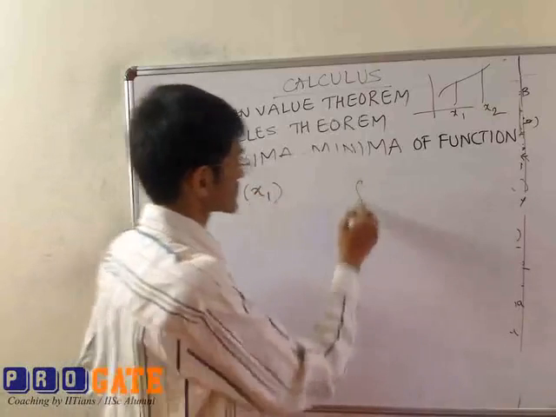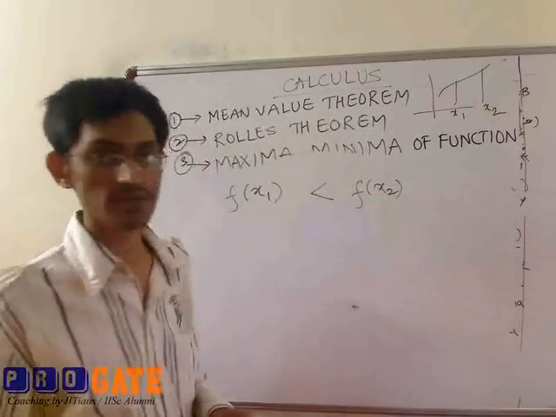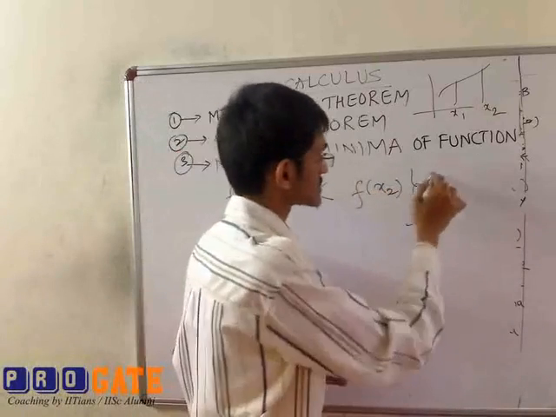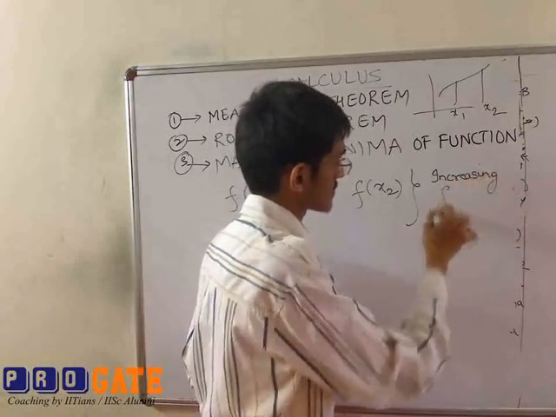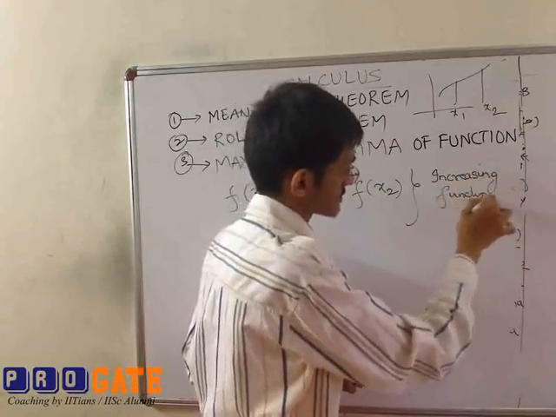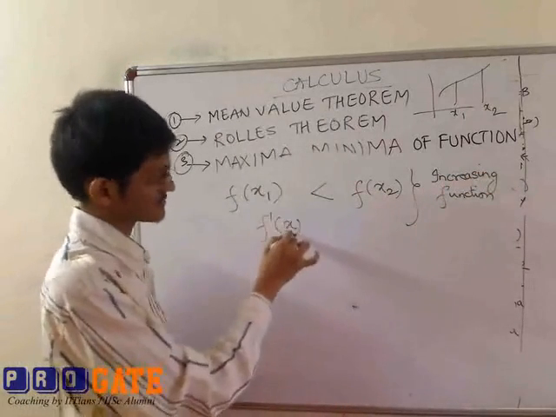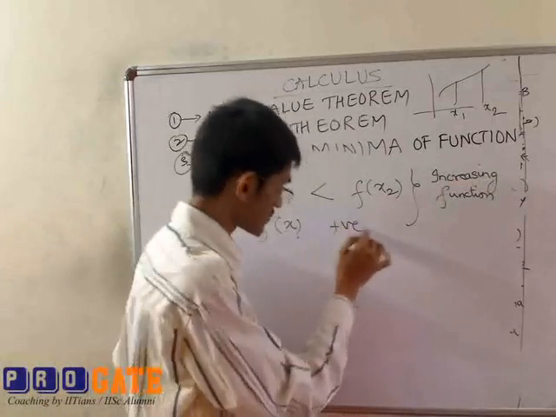f of x1, f of x2. If f of x1 is less than f of x2, that means the function value is increasing, and it would be called an increasing function. So now for this function, if you find out f dash of x, what would it be? It would be positive.